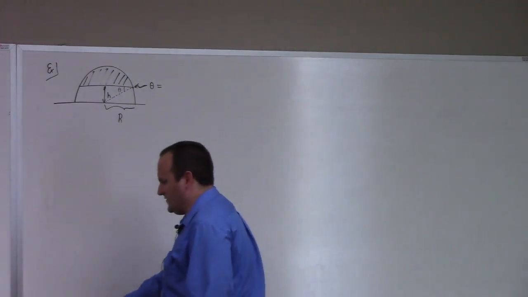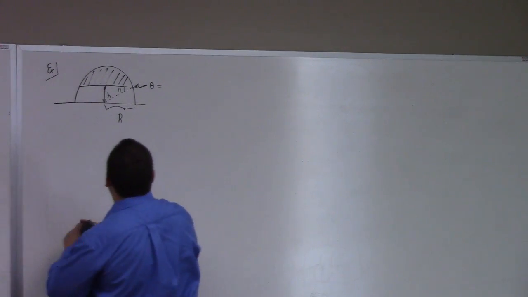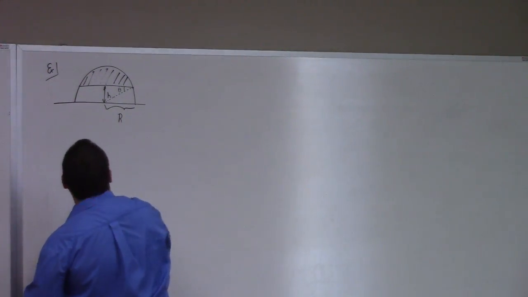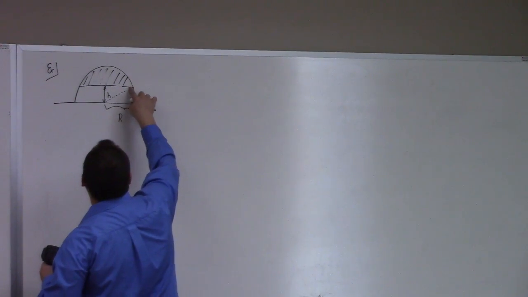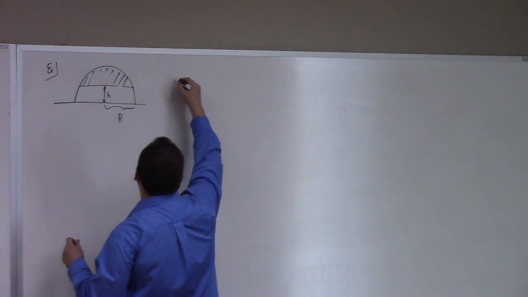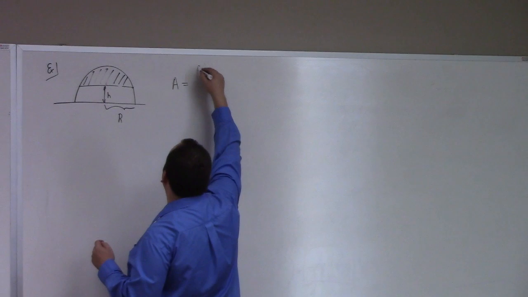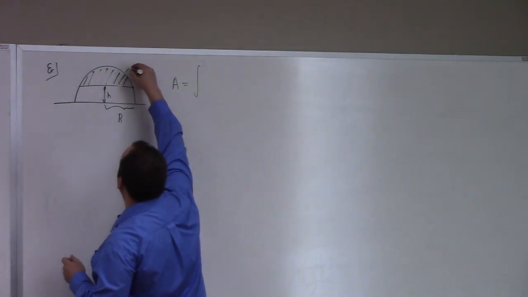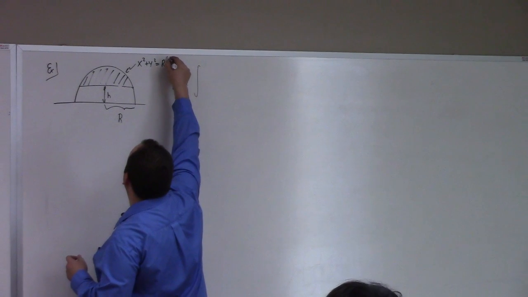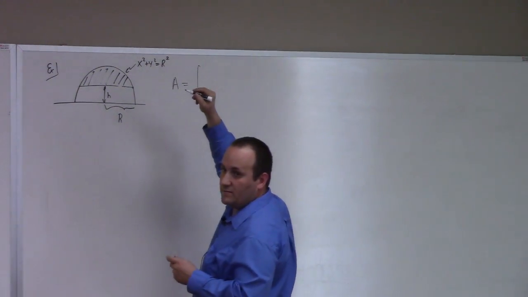Oh, I'm sorry. Let me stop that. We could figure that out, but it's not actually what I want to do. Let me hold off on the triangle here for a second. First of all, what would the area equal to? We do an integral. What's the equation of this? X squared plus y squared equals r squared, right?